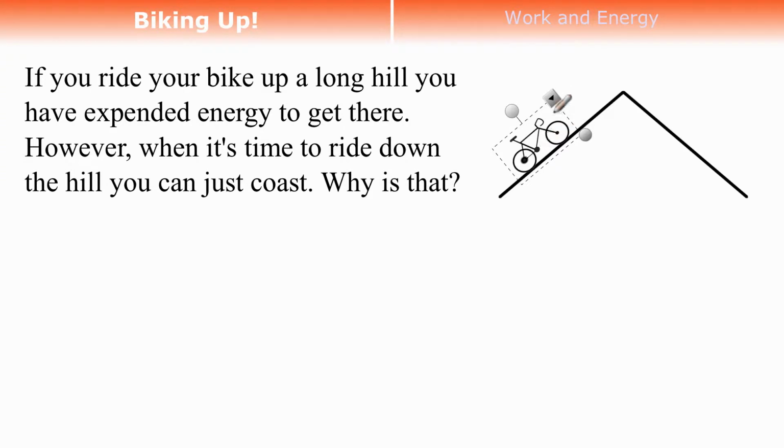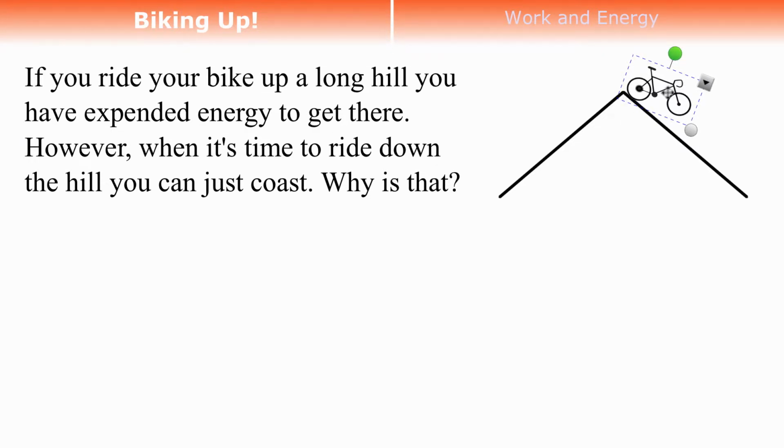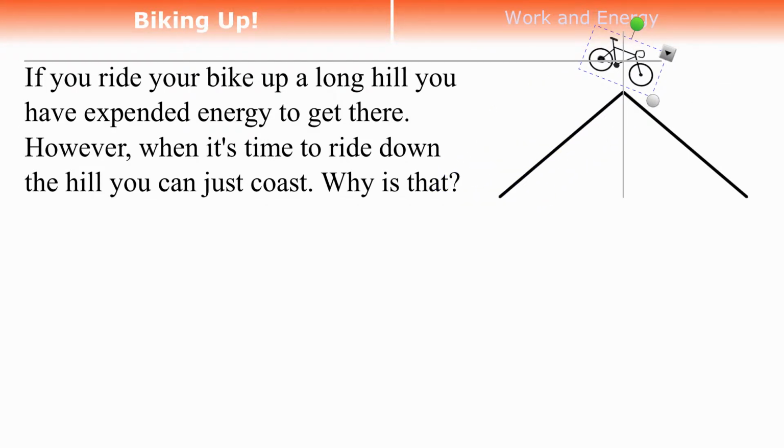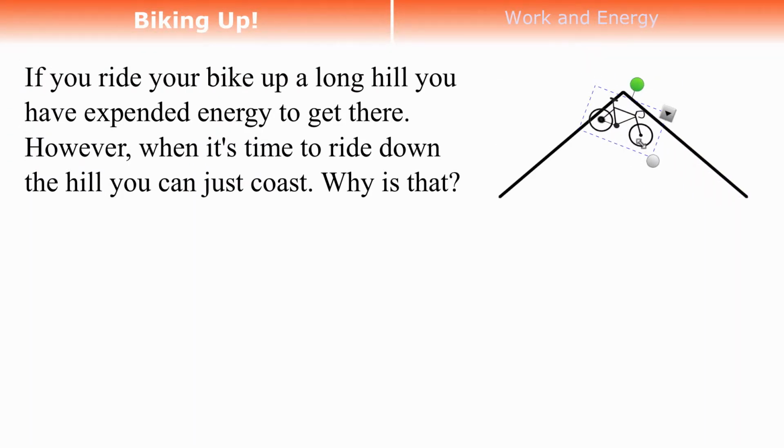Here I've got a bike and I'm riding up a hill. So my question is, if you ride your bike up a long hill, you've expended a certain amount of energy to get up to the top there. But then when you go to ride down the hill, you don't have to expend any energy at all, really, and you just coast. And typically you get going faster. So the question would be, why is that? Why is it that you expend a ton of energy to get up to the top, and then you expend no energy and you get going faster down to the bottom?